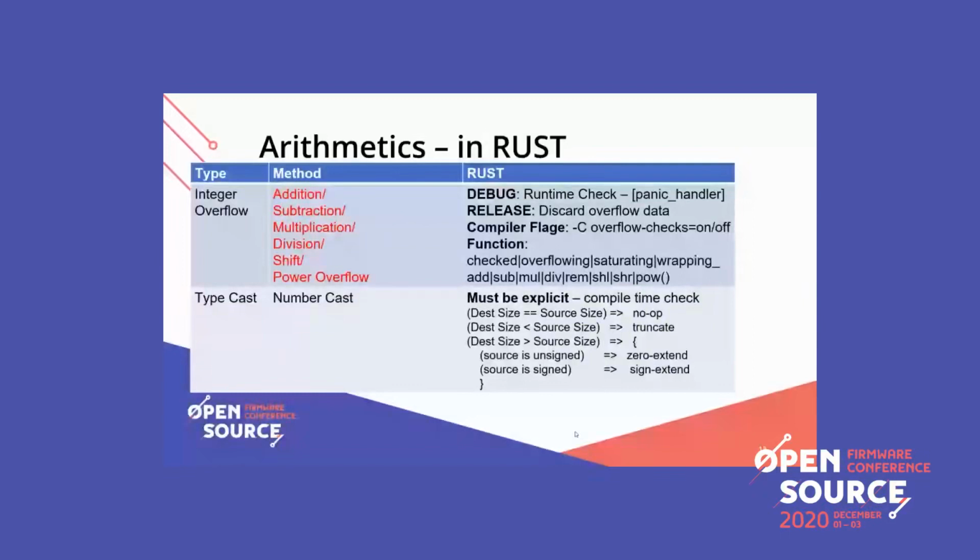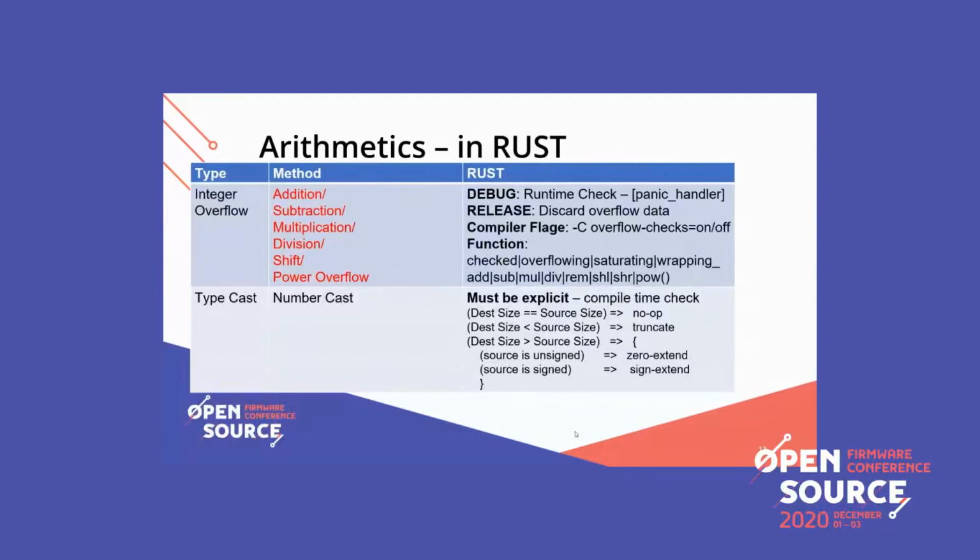It defines a set of functions such as checked add, overflowing add, saturating add, and wrapping add. It defines the compiler flag overflow-checks for the direct operation. The runtime check will run into a panic handler if the runtime overflow check fails. If the compiler flag is not used, the debug build will generate checked code, while the release version just discards the overflow data. The Rust checked version function is similar to the SafeIntLib in EDK2.